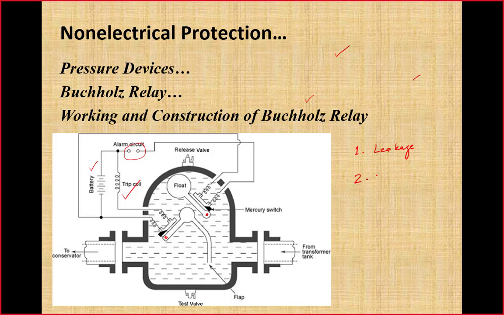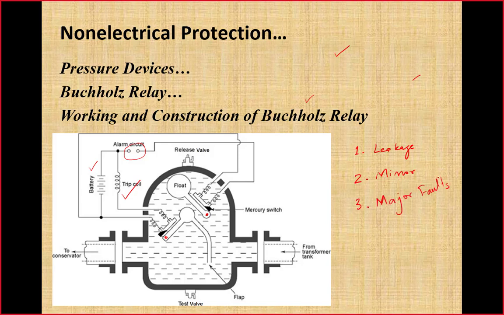Second, it would detect minor faults within the transformer. Minor faults will be damage to the insulation due to overheating, slow damage to the insulation. Those are the minor faults that may result in a turn-to-turn fault in the transformer. A very small amount of arcing current may flow between two adjacent turns of the transformer. That type of fault could not be detected with the help of a differential relay, but the buccal relay can sense that fault. Third is major faults.